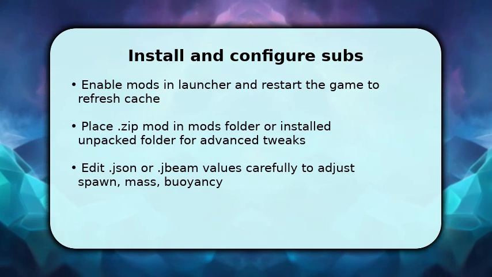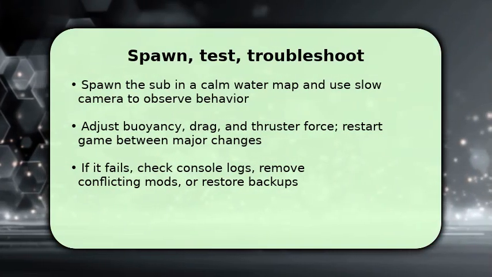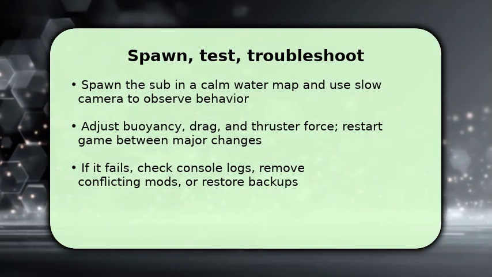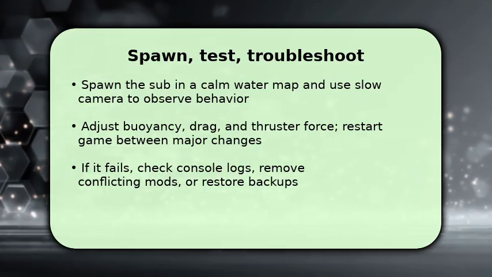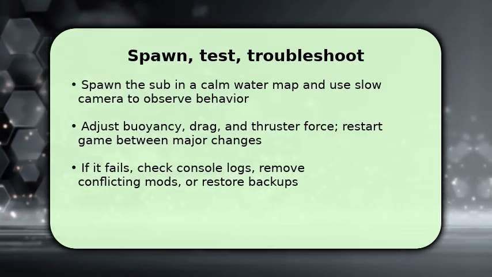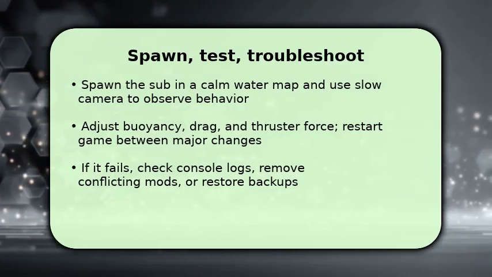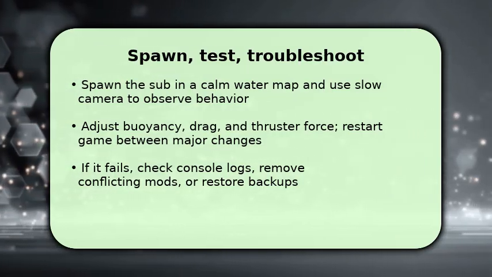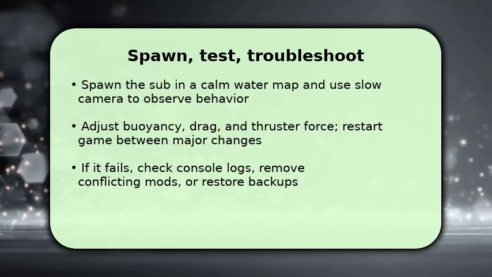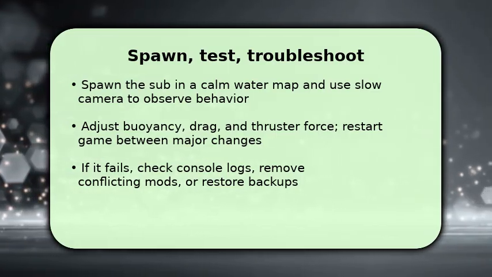You should spawn the sub on a serene water map and use slow motion camera to watch how it enters the water, how buoyancy responds, and where forces apply. Once you observe instability, tweak buoyancy, drag coefficients, and thruster force. Make incremental changes and restart the game between major edits so results are consistent.